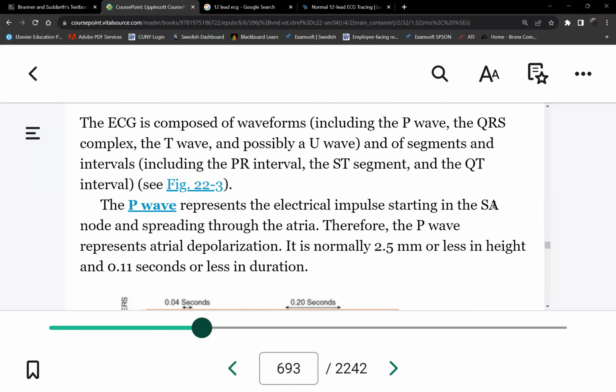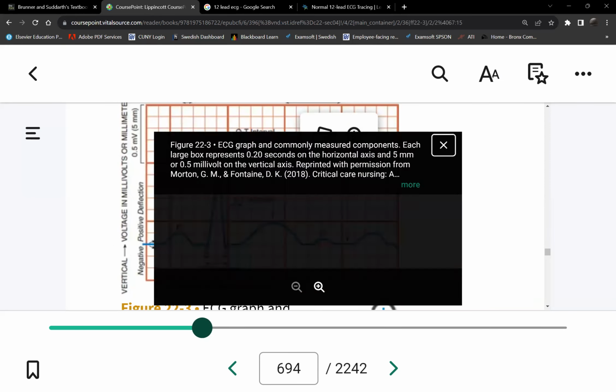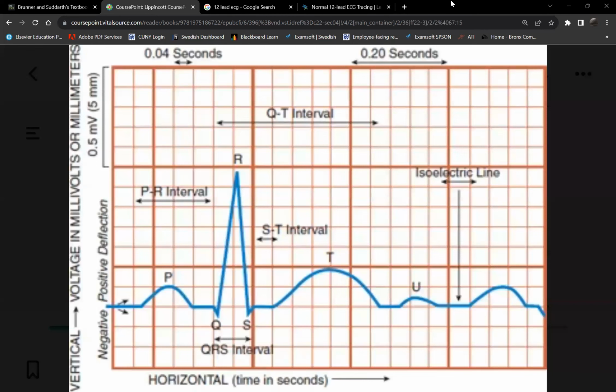And what's the other thing that happened? Since the electrical impulse spread through the atria, the P wave represents depolarization. What's another term for depolarization? Contraction. So we know that both atria contracted. So two things again: whenever we see a P wave, what are those two things? The atria contracted and that impulse came from the SA node. Okay, very good. So that's the P wave.